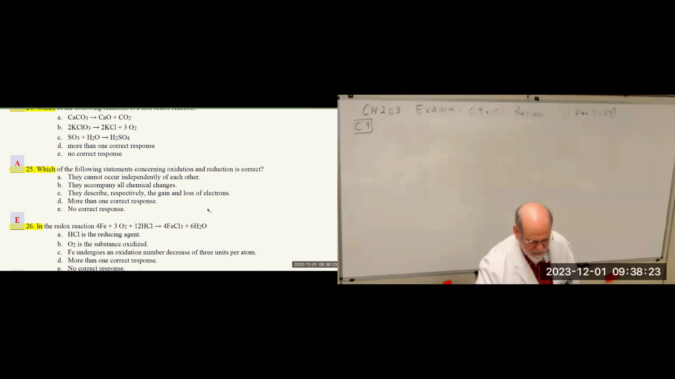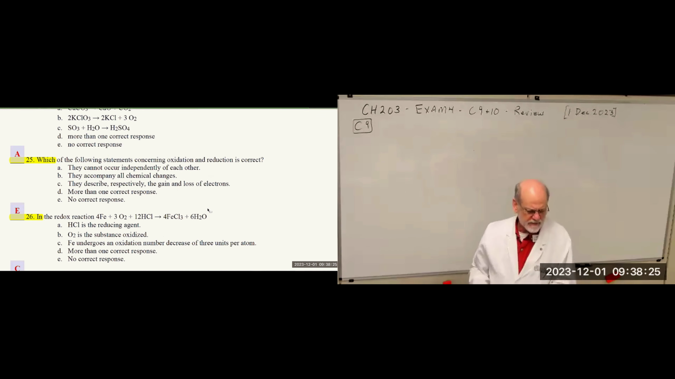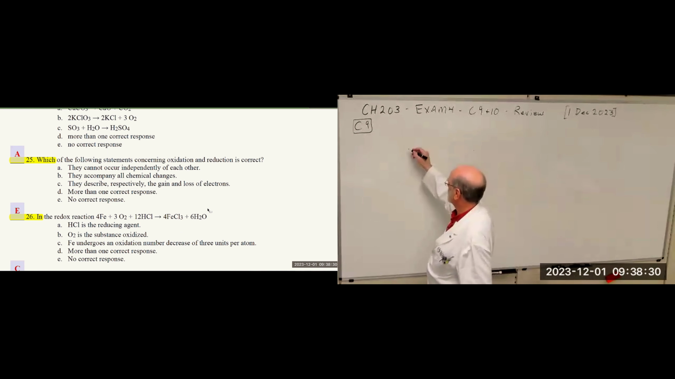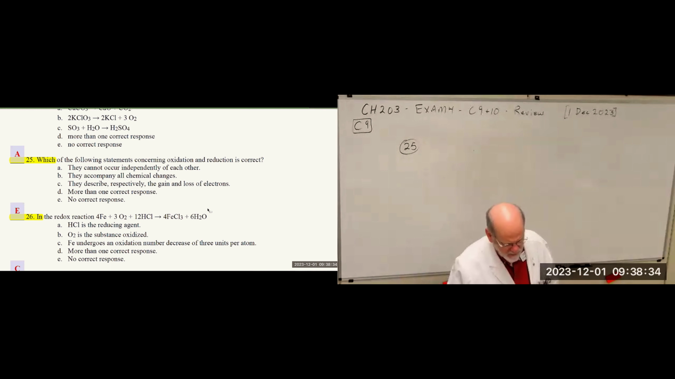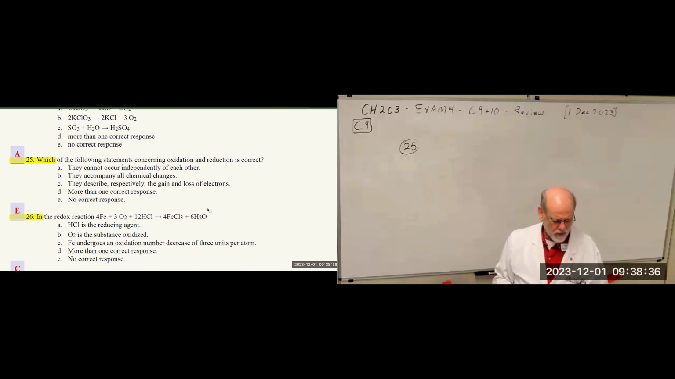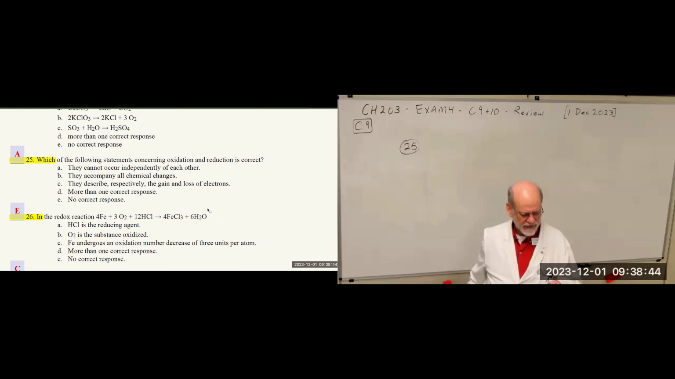All right. 25. Which of the following statements concerning oxidation reduction is correct? Well, let me see. More than 1 or no correct are options. So we have to look at A, B, and C to be sure we don't have more than 1 or no correct response. They cannot occur independently from each other. That's true.